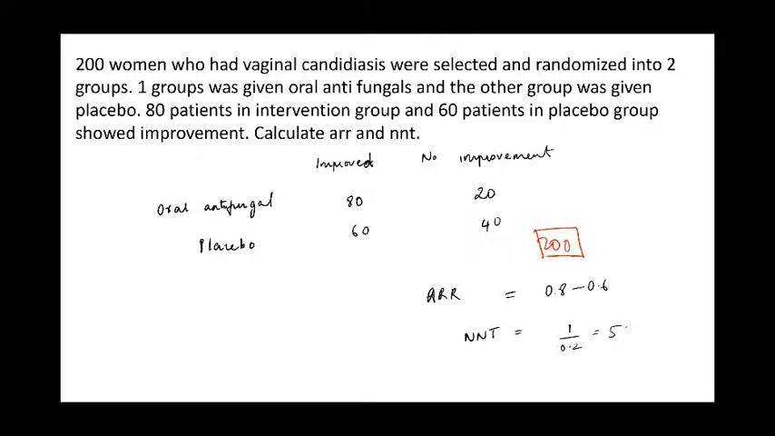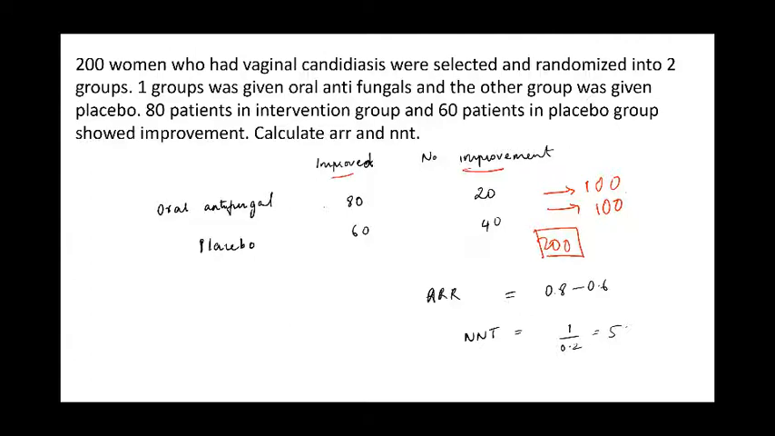And the oral antifungal group, both of them are equally distributed. So it is 100 and 100. Now here it's written that 80 patients in the intervention group and 60 patients in the placebo group showed improvement. So here we see that we've marked improvement and not improvement as the columns. Hence we've created a 2 by 2 table. 80 is the number of patients in group 1 who have showed improvement, and 60 is the number of patients in the placebo group who have showed improvement.